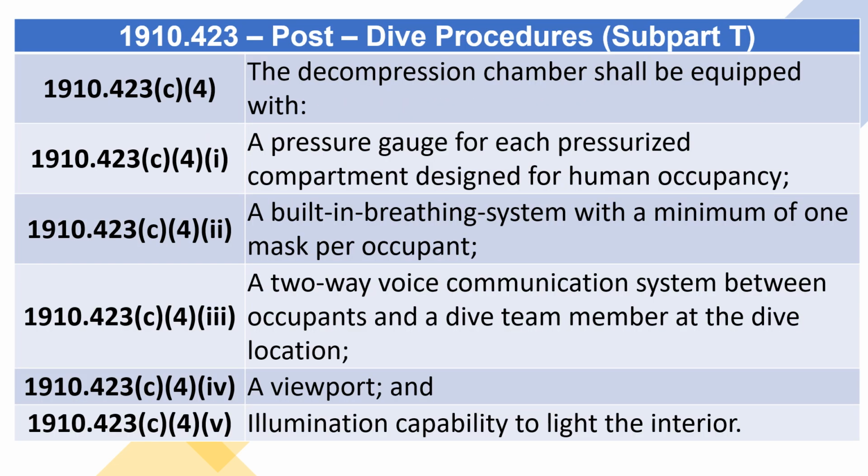1910.423 (c)(4) The decompression chamber shall be equipped with (c)(4)(i) through (c)(4)(v): A pressure gauge for each pressurized compartment designed for human occupancy. A built-in breathing system with a minimum of 1 mask per occupant. A two-way voice communication system between occupants and a dive team member at the dive location. A viewport and illumination capability to light the interior.